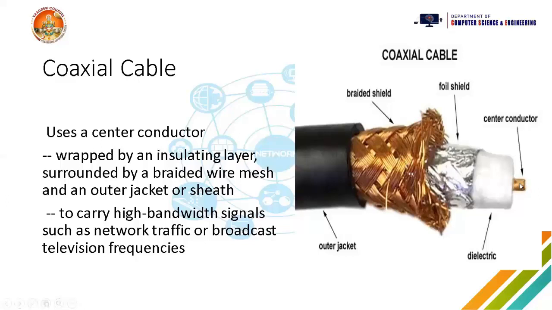Here the center conductor takes the data in the form of electromagnetic waves. The data travels from one point to another point in this cable in the form of electromagnetic waves. Having so many layers, the silver foil and the braided shield make it very costly, and basically we find these cables used in Tata Sky and your dish TVs.